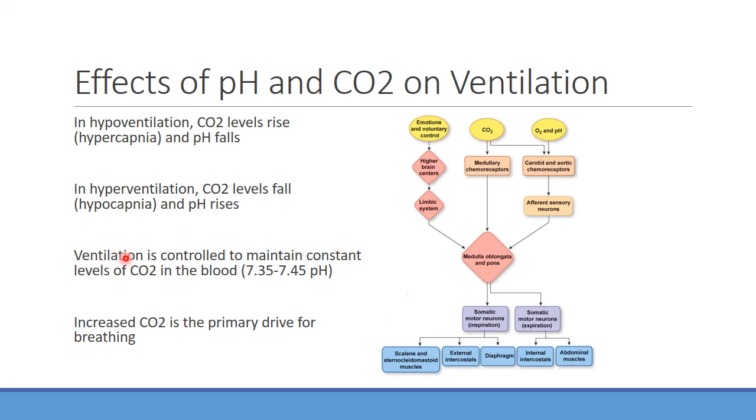But ventilation is maintained to control your pH at around 7.35 to 7.45. Outside of that range, things start to get a little wonky. We like to be able to breathe and get back to this standard range. I mentioned that increased CO2 is the primary drive for breathing. You're going to respond much more easily to CO2 than to drops in O2. Notice how CO2 levels rising and pH dropping all lead to the medulla and the pons being stimulated. This is where you start to get the diaphragm working harder, or you start to get some of those accessory muscles involved to get that breathing to occur. A lot of times patients are not making themselves breathe with all those accessory muscles. It's the brain stem that's controlling that.